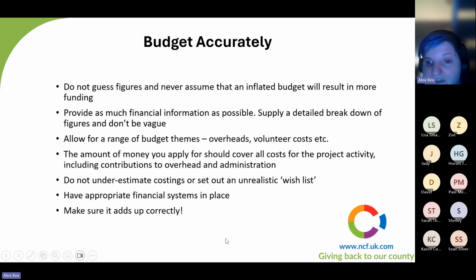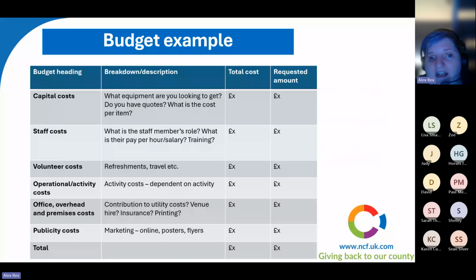So you need to be specific when you're giving a budget breakdown. An example of that is, we've broken it down into the broad budget headings: capital costs, staff costs, volunteer costs, operational activity costs, and then overheads, office and premises costs, and publicity costs. So, for example, let's say with the office and overhead costs, you just say that you want in the breakdown £500. That's not enough information to go on.